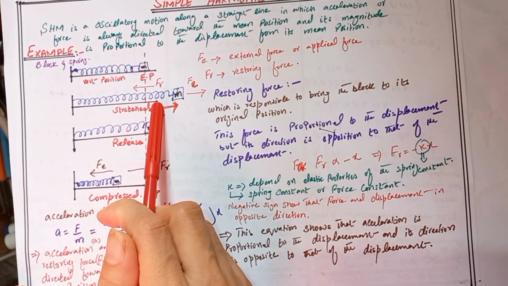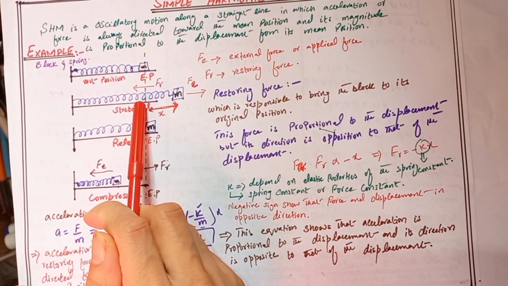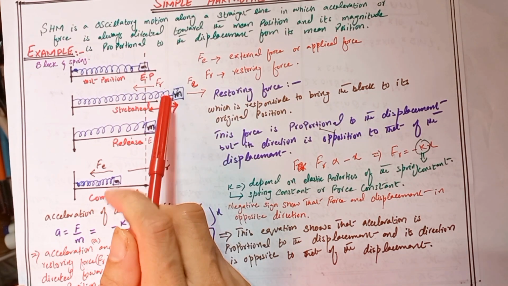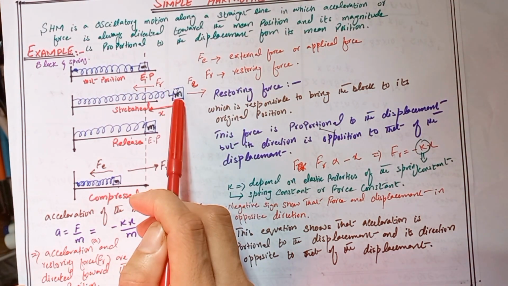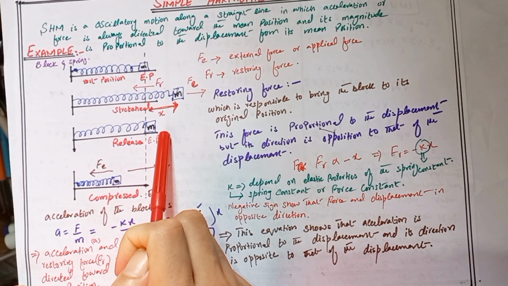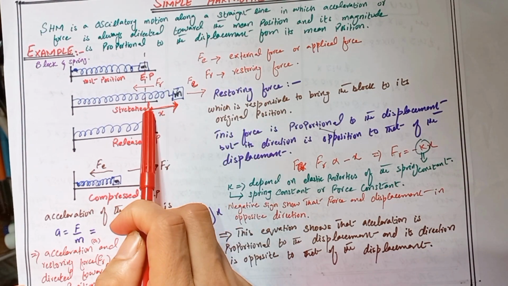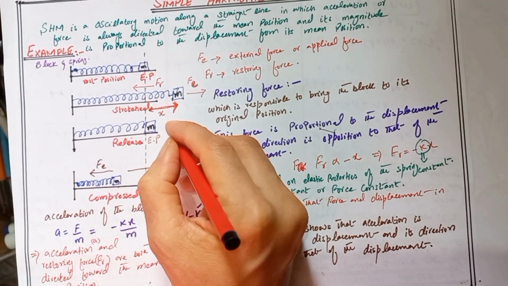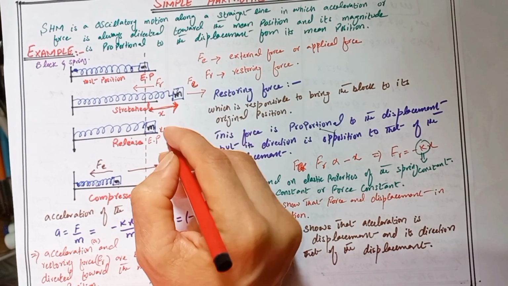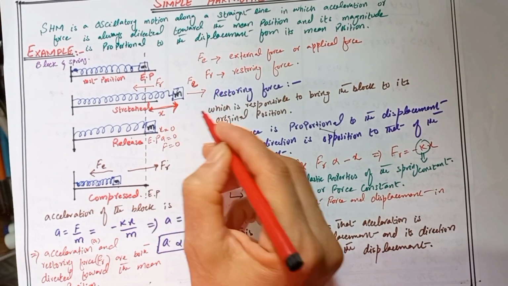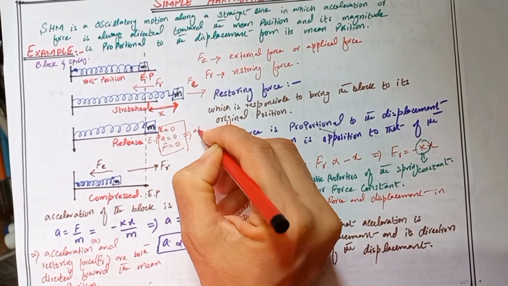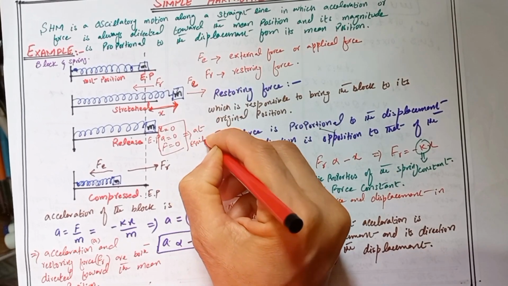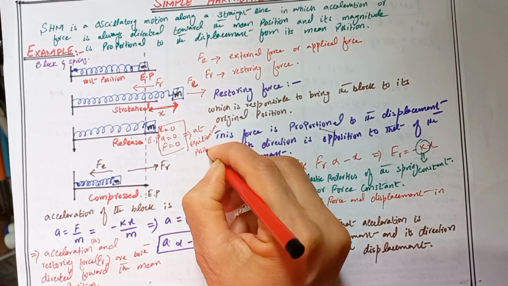As the block moves toward the mean position, its speed is increasing due to its acceleration. When the block is stretched from its mean position, acceleration is increasing. When it moves toward its mean position, its speed is increasing, but its displacement is decreasing. So at the mean position, the displacement is 0, acceleration is 0, and force is 0 at the equilibrium position or mean position.